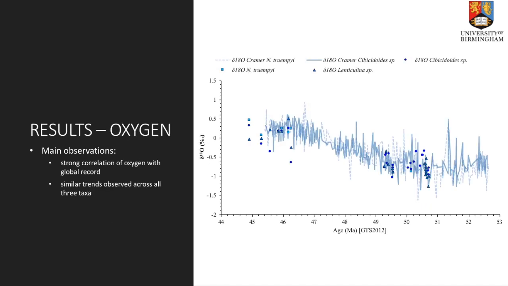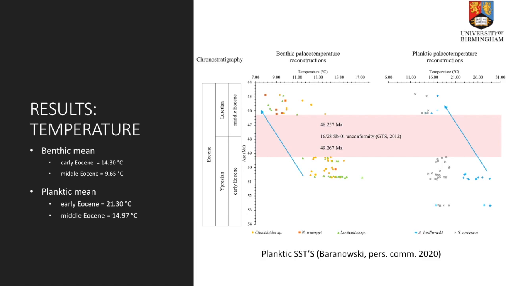As for my delta 18 oxygen values, the benthic dataset agreed strongly with Cramer's global record. The benthic values increased through the Eocene, indicating a period of climate cooling. I have quantified this increase as 0.9 mil. Using my oxygen values, I was then able to calculate paleotemperature estimates for this site.